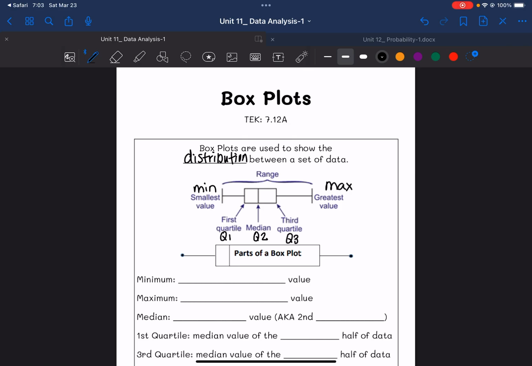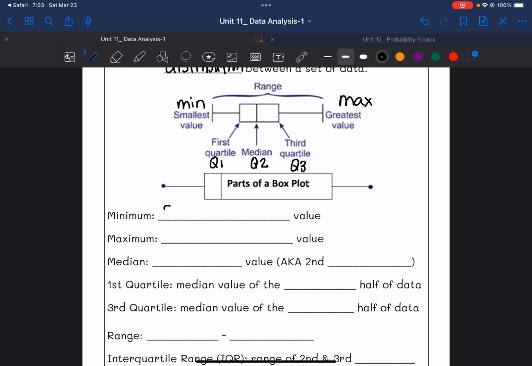The minimum being the smallest value. Okay, the maximum is the largest value. Median is the middle value, aka second quartile. We also write that as Q2. Okay, the first quartile, also written as Q1, is the median value of the first half of the data.